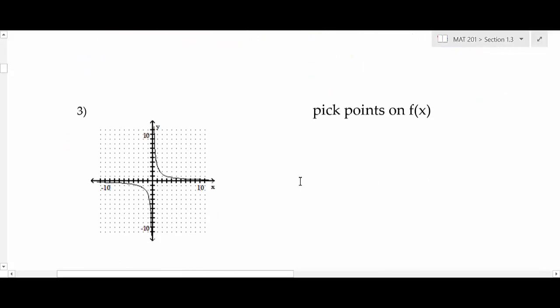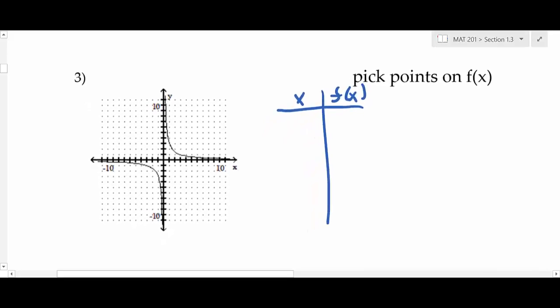This one's kind of different. It's the same exact idea, but let's just do one more of these, and then I want to go through how you actually find the function that's the inverse. So let's find some good points on this one, okay, just enough to get the idea.